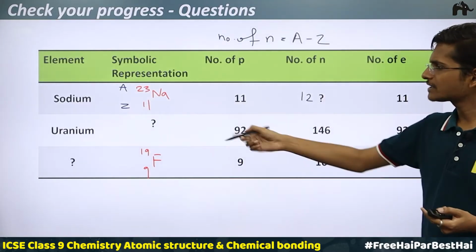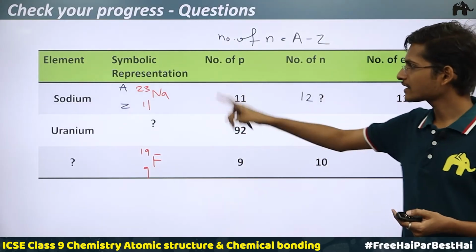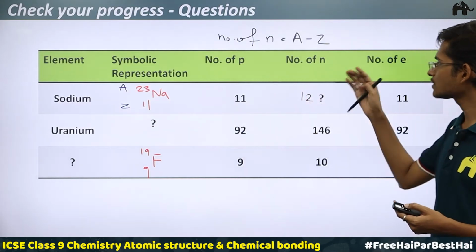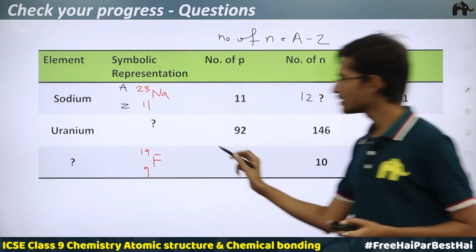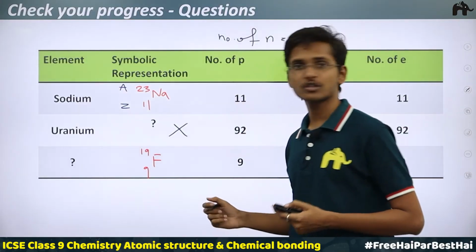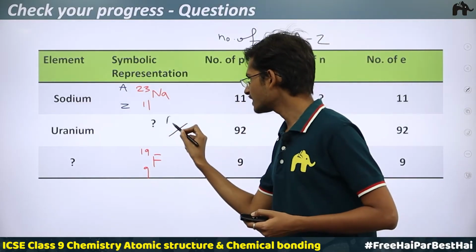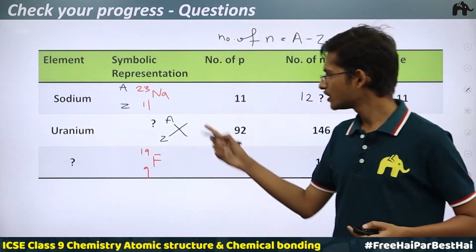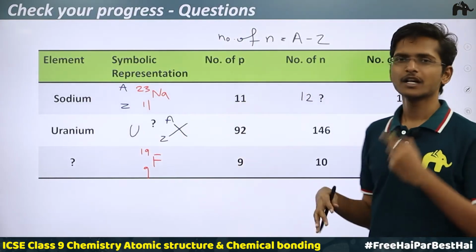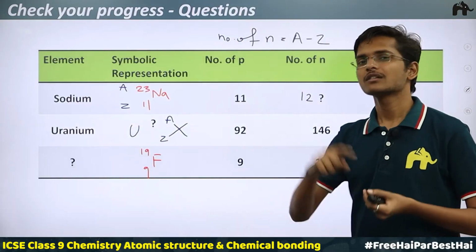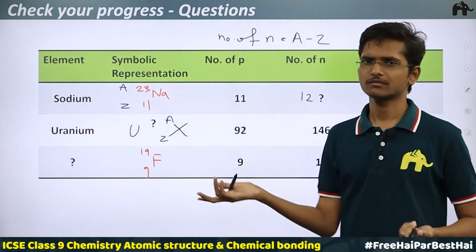Okay, very easy. In the same manner, see, uranium is given. They are asking us for the symbolic representation; number of protons, number of neutrons, and number of electrons are given. So we just need to write the symbolic representation. Symbolic representation is X with A and Z. Uranium's symbol is U. I am telling you this. If you don't know, you can just Google it and get the answer.